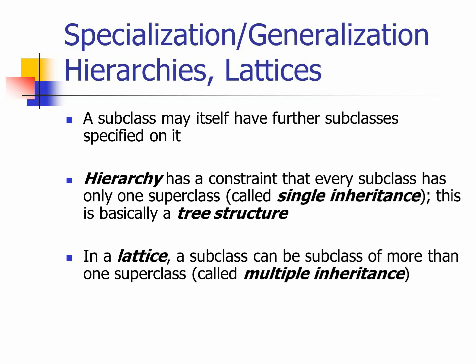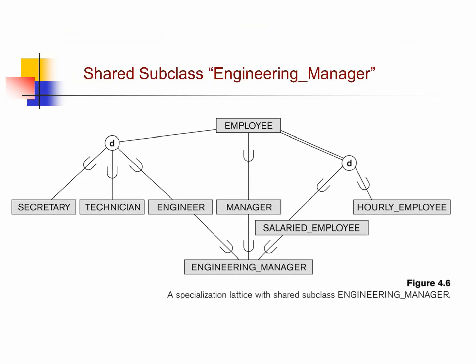So in this case, this is what we call a single inheritance. This is basically a tree structure, and that is what we call a hierarchy. On the other hand, if you have some shared subclass, that means you have one subclass that has two superclasses. That means they form what we call a lattice, and this is called multiple inheritance. If you look into this slide, you will be able to understand.